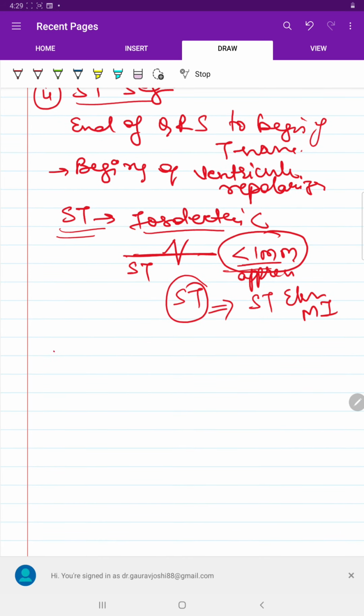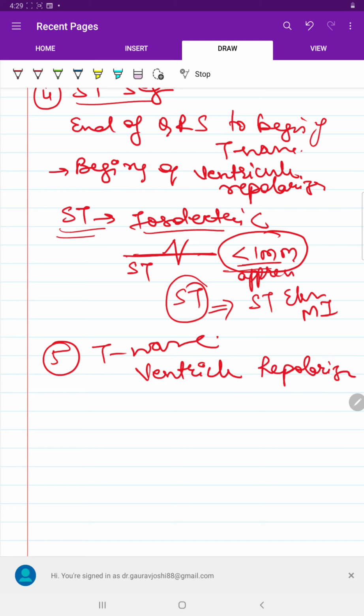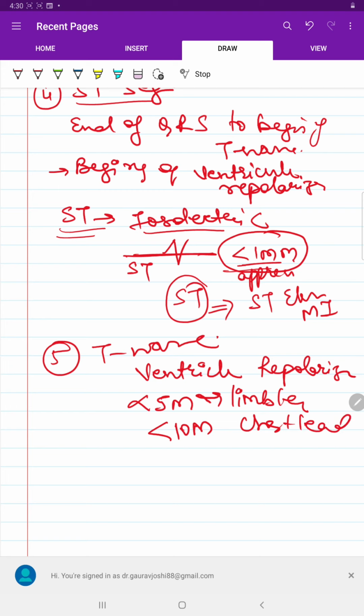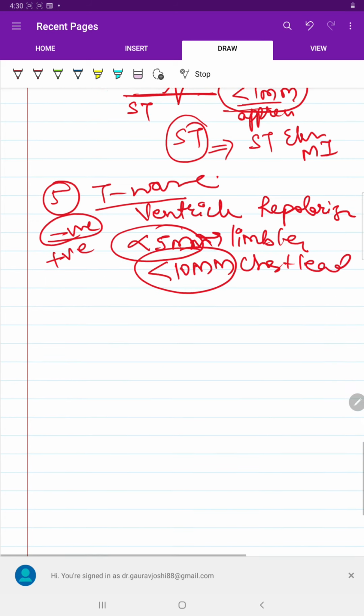And now coming towards the fifth, that is the T wave. What is the T wave? It's ventricular repolarization. It is less than 5 mm in limb leads and less than 10 mm in chest leads. So now we know that the T wave can be positive, can be negative, but it cannot be more than 5 mm or 10 mm. Okay, so we need to know these normal values again.